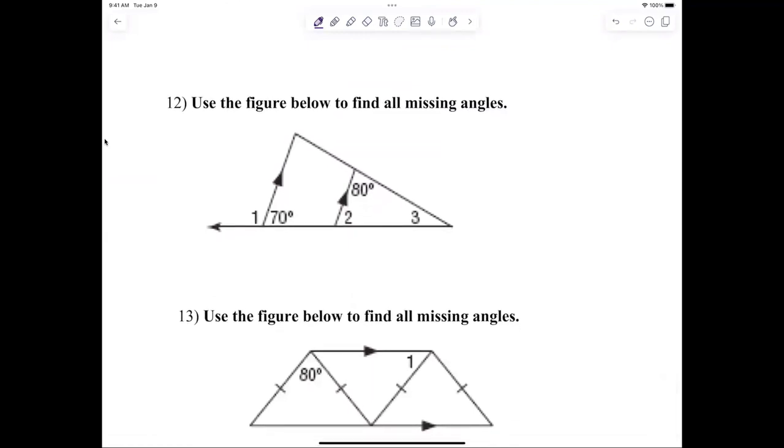Now, for number 12, because those are parallel, angle 2 is automatically what? 70. That means angle 3 is going to be 30. All right. And angle 1 is what? All right. Now this angle up here is going to have to be what? 80. Exactly. And this angle right here is going to have to be 110. Thank you very much. And then this angle right here has to be what? 100. All right. Everybody's good with that?